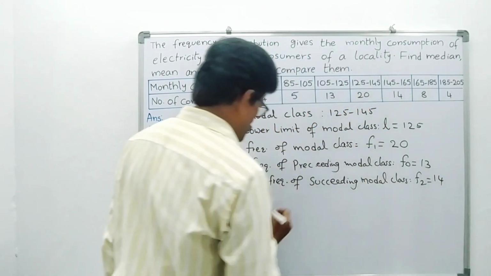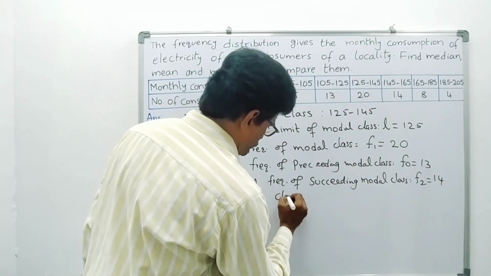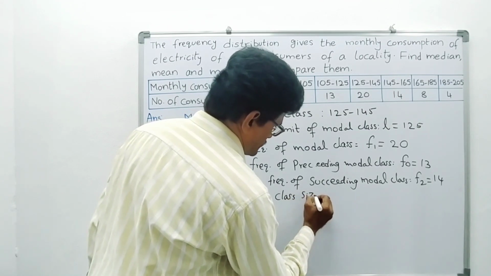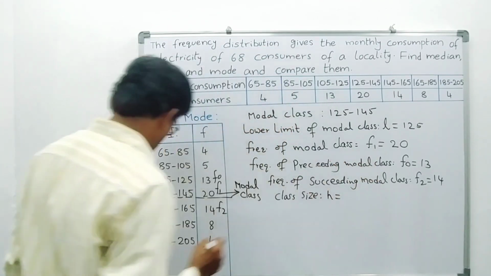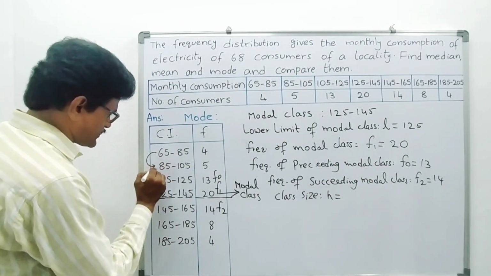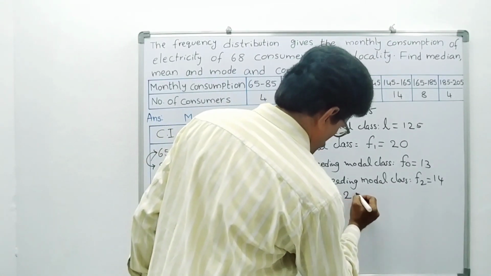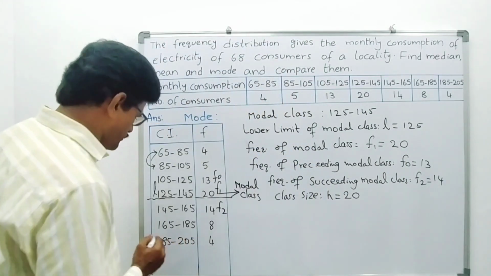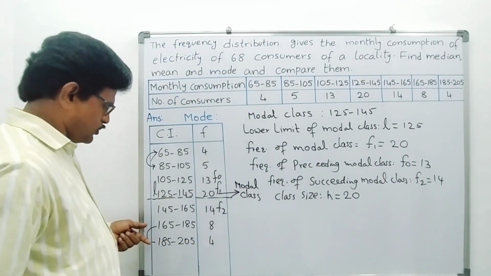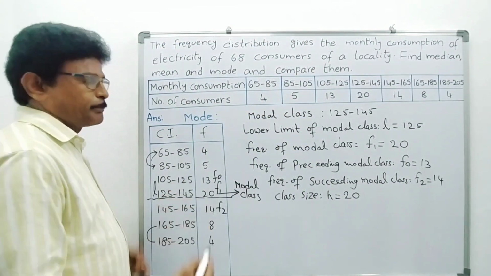Right? Now what is the class size here? Class size, we can denote by H. You can find the difference here: 85 minus 65, 20. 20 is the class size. Anywhere you can observe, H is the difference, 20 here. Now apply the formula.